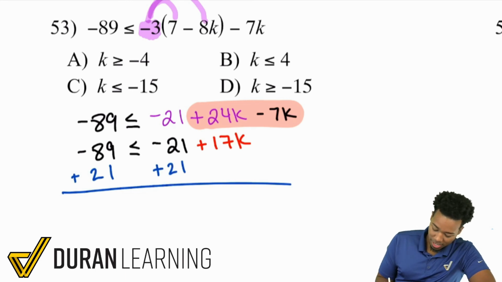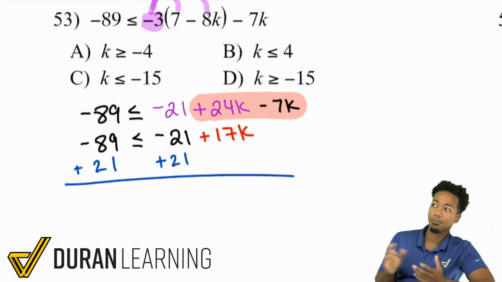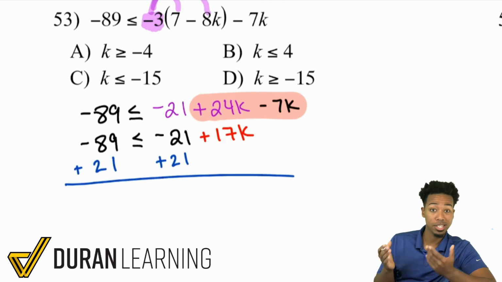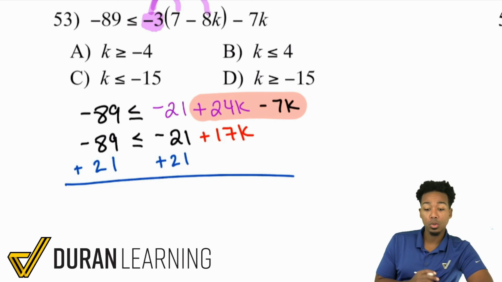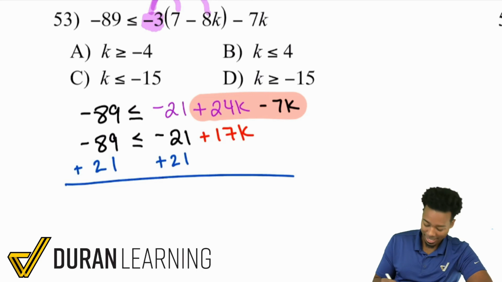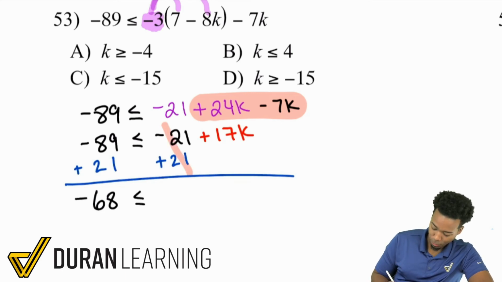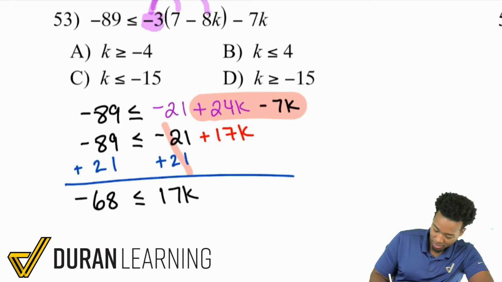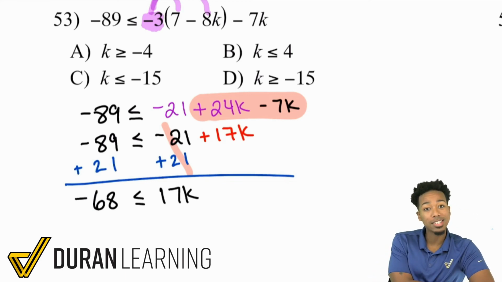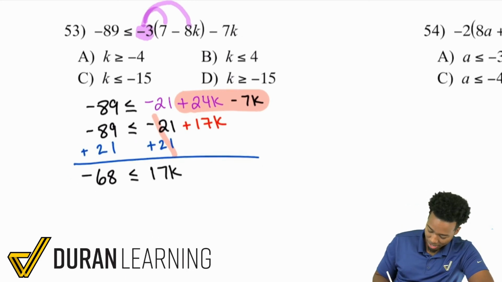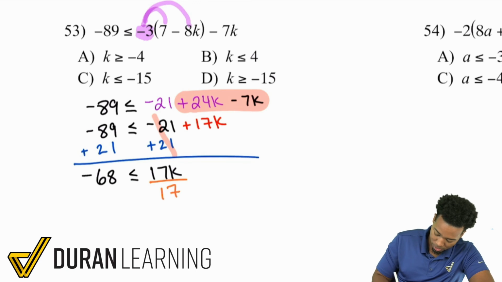So here, -89 plus 21. You have a negative plus a positive. So you'll subtract the numbers and keep the sign of the bigger number. So 89 minus 21 is going to be 68. So we have 68 over here, and that'll be a -68. So we have -68 is less than or equal to, cancellation right there, and then we have 17k. And so our last step is going to be the opposite of multiplying by 17. And so dividing both sides by 17, what we'll receive is that cancellation on the right side.